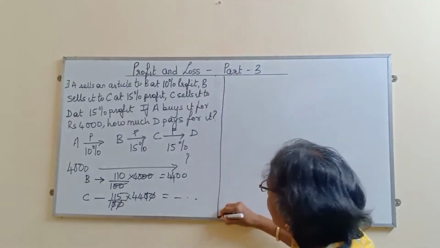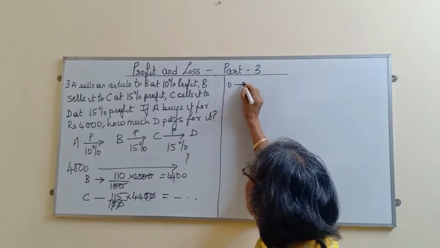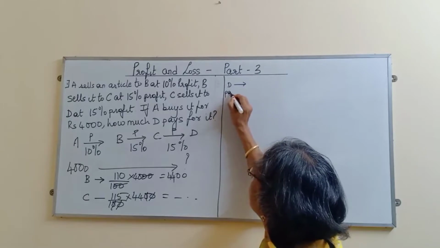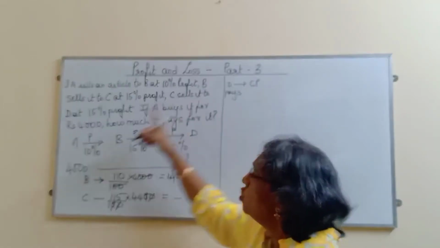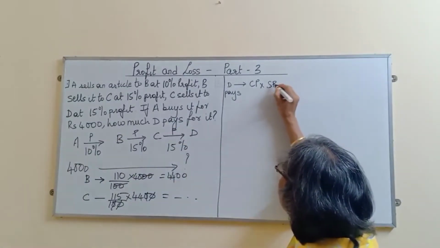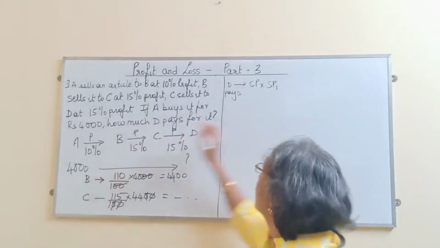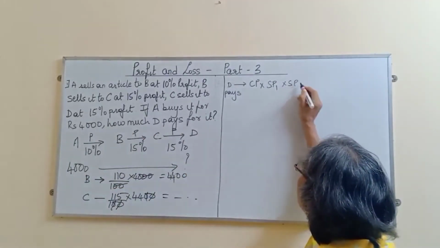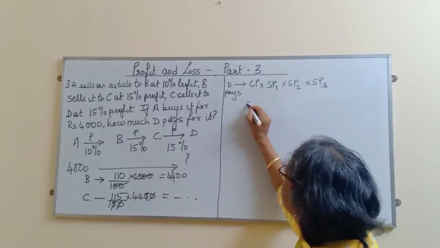So our easy method is just simply this. Now how much will D pay for it? So D pays whatever is the CP. Now CP of who? Of A into SP1. What is SP1? When A is selling it to B, into SP2 into SP3. So let's see what this works out to be.